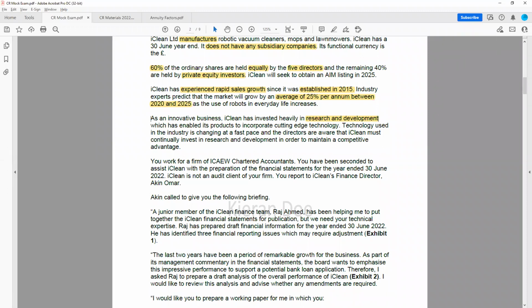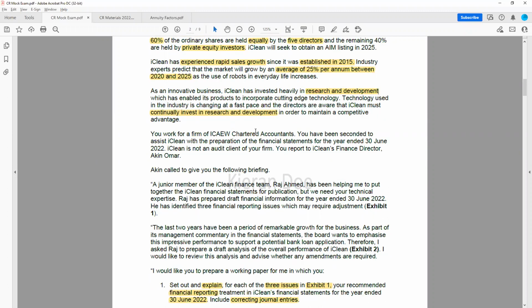So we're told technology used in the industry is changing at a fast pace, and the directors are aware that ICAEW must continually invest in R&D in order to maintain a competitive advantage. Again, maybe we'll see some R&D in some of our financial reporting issues. I don't think we did actually, but maybe this is relevant for that performance and position part.